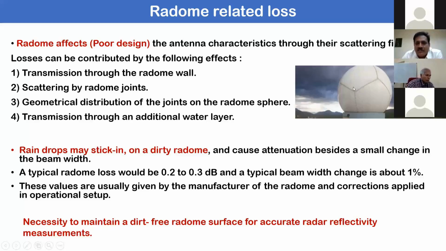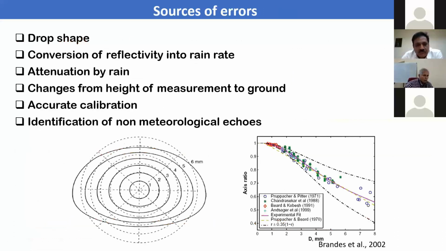Also, sometimes water stays on the radome. When the radome is not cleaned properly, or when it is dirty, some water will remain there, and that can cause some attenuation of your microwave. So we need to consider all these things.